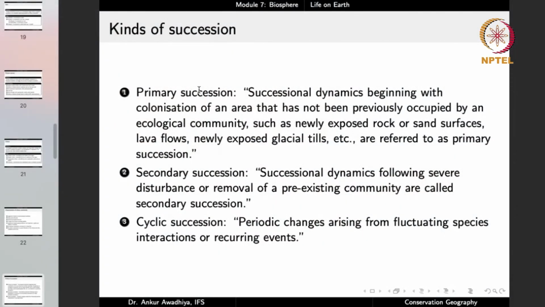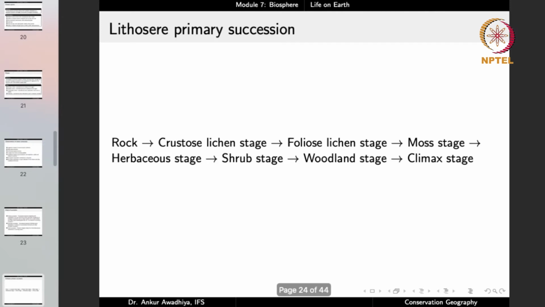In the case of Kaziranga, it begins with the grasses because a large number of seeds and spores are brought into this area with the floods. But because this process happens again and again, year after year, we call it a cyclical succession. So these are the three different kinds of succession: primary, secondary and cyclic. Primary happens in an area that was never previously occupied. Secondary happens in an area that was previously occupied, but then something disturbed or removed everything. And cyclic succession is something that happens year after year because of fluctuating species interactions or recurring events.